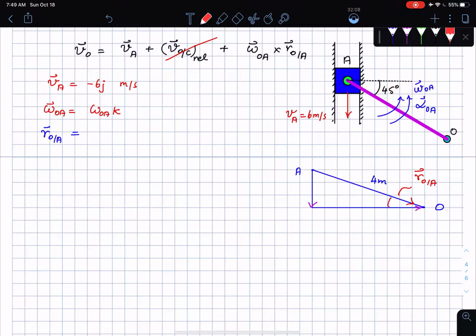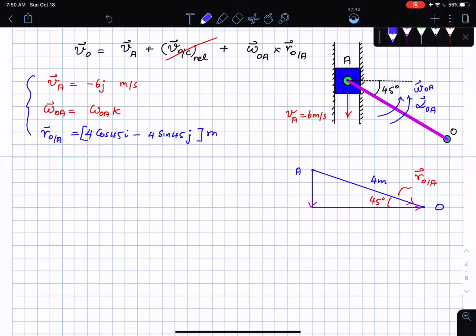This angle was given to me as 45 degrees at that instant in time. So this is going to be something in the positive direction. This is 4 times cosine 45 i minus 4 times sine 45 j, so many meters. I'm sorry, I shouldn't be doing that. So this is 4 times sine 45 j. This is so many meters.